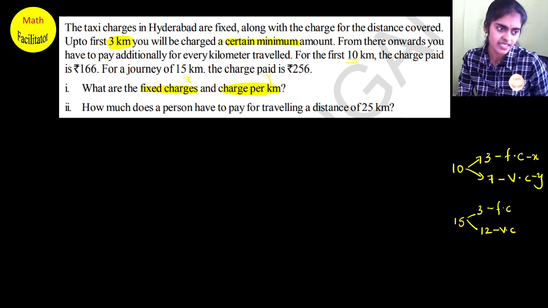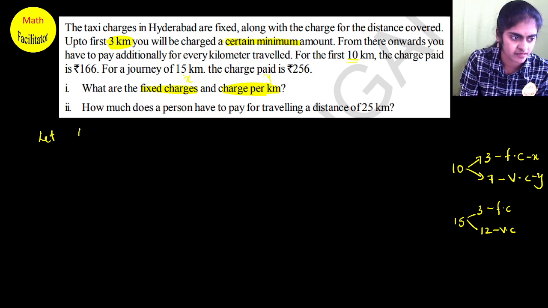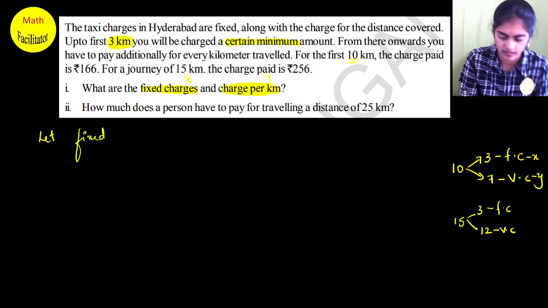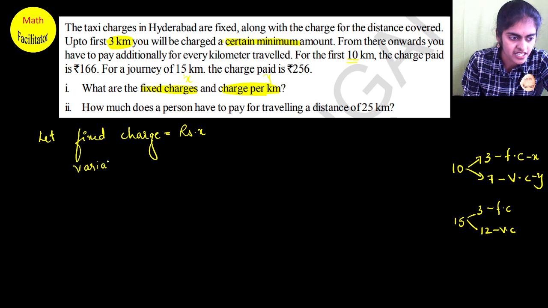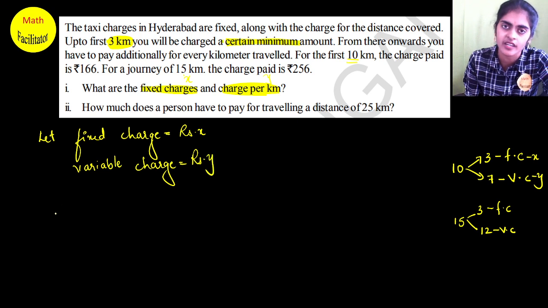Okay, so let me assume the fixed charge is x rupees. And the variable charge, which is the charge per kilometer, is y rupees. In the first case, okay.